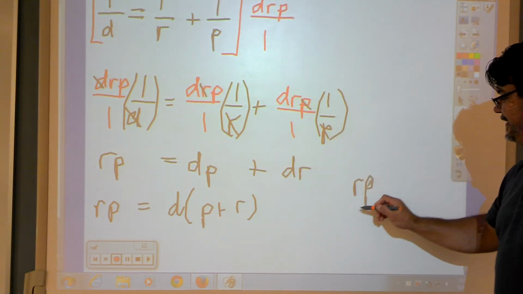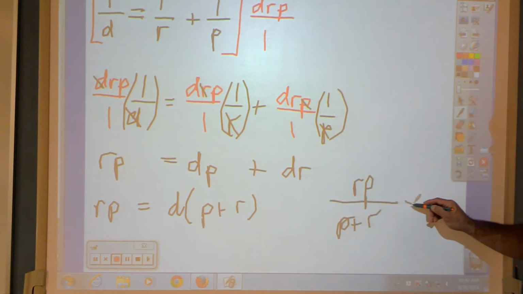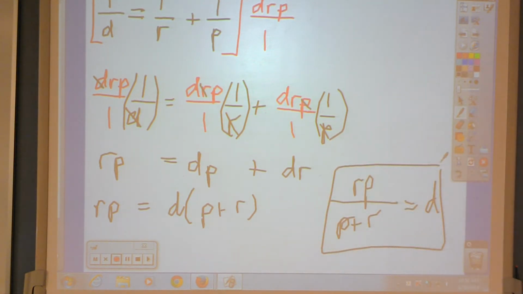RP over P plus R is equal to D. Now, was that hard? I think I remember this one from 101. Yeah, you probably did on a less complicated level. So let's do another.